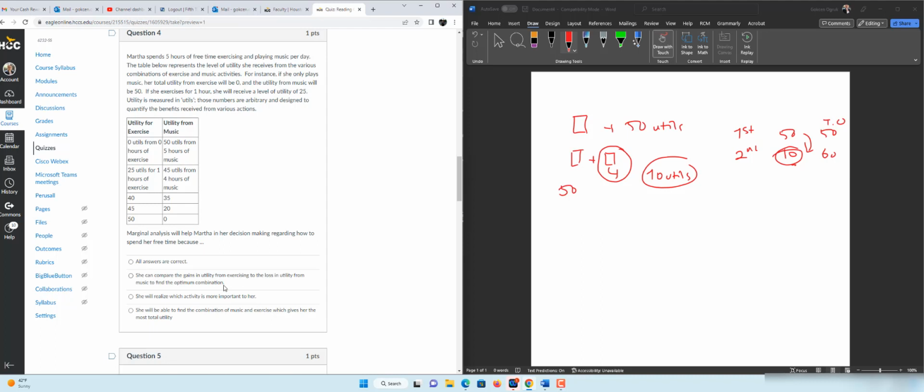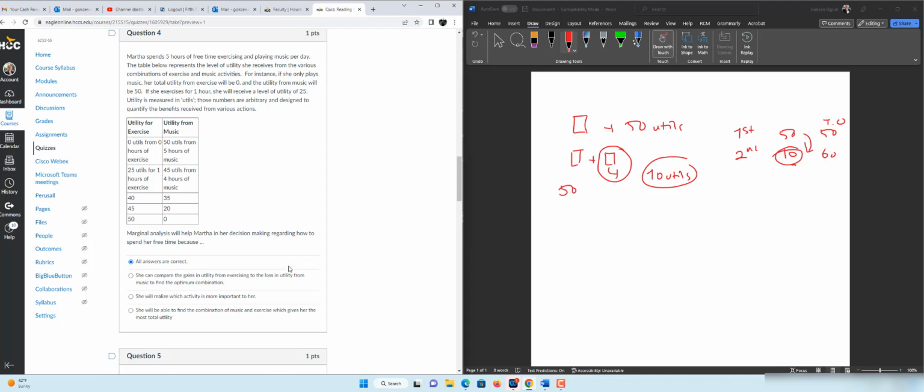That is actually true. She will realize which activity is more important to her. So we are trying to find the best combination of activities to get the maximum benefit. Therefore, that is true too. She will be able to find the combination of music and exercise which gives her the most total utility, which is correct too. So all answers are correct here.